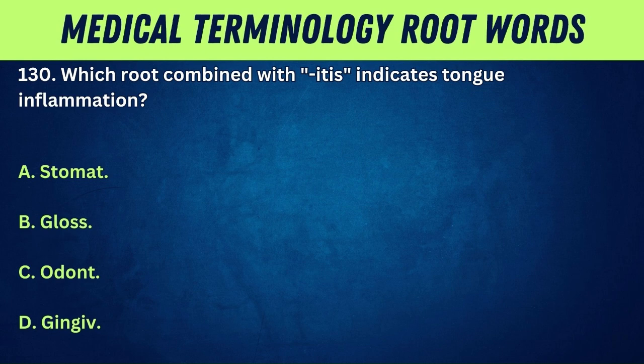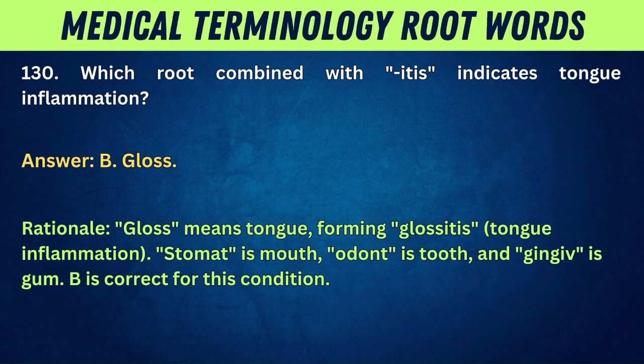130. Which root combined with itis indicates tongue inflammation? A. Stomach. B. Gloss. C. Odont. D. Gingiv. Answer, B. Gloss. Rationale. Gloss means tongue, forming glossitis, tongue inflammation. Stomach is mouth, odon is tooth, and gingiv is gum. B is correct for this condition.